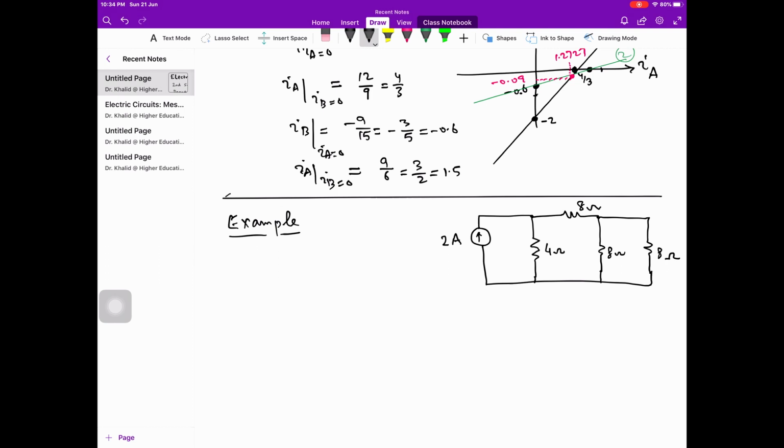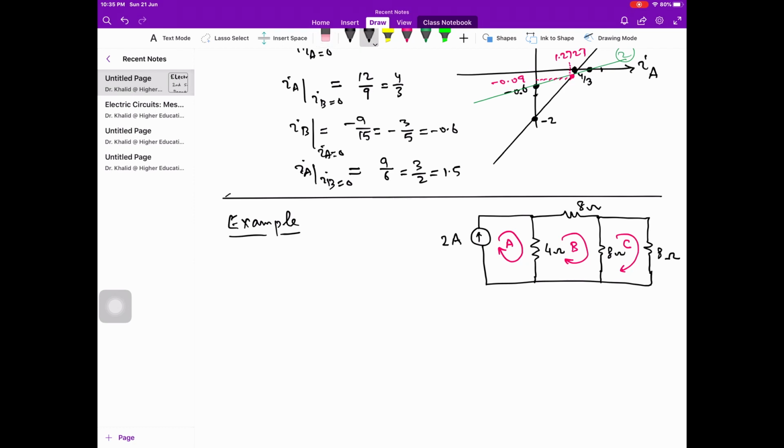Now let us see how many meshes there are. This is mesh A, this is mesh B, and this is mesh C. Again I will repeat: we can assume random directions for all the meshes, but it is better if we choose all clockwise or all counterclockwise. So we can assume clockwise or counterclockwise. Say we assume the current in mesh C is counterclockwise. There will be no difference in our analysis.